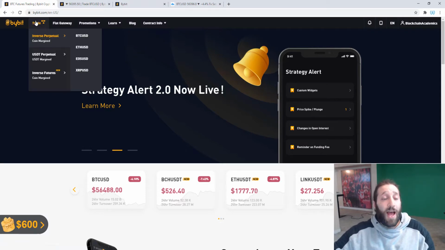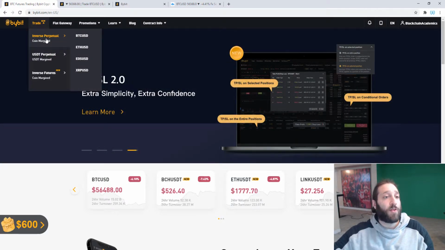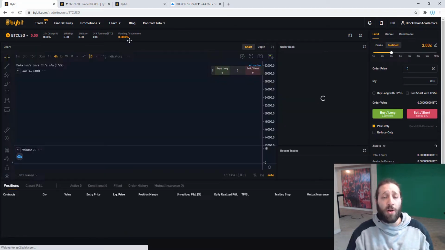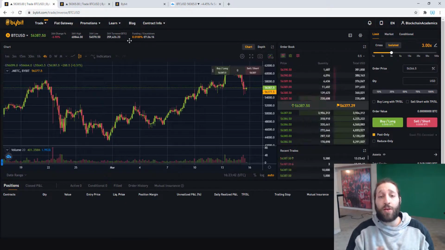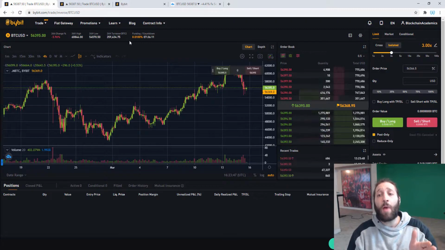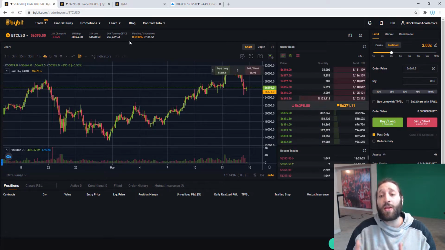So Bybit has a few different contracts you could trade: perpetual, inverse, coin margined USD perpetual, and inverse futures, which are coin margined. And what does that mean? Coin margin means it allows you to use your Bitcoin, your Ethereum, your EOS, or XRP, which are the contracts traded on Bybit, to long or short. So you're going to use Bitcoin to long or short Bitcoin to make more Bitcoin, or use Ethereum to long and short Ethereum to make more Ethereum. And that's probably one of my favorite ways to trade.